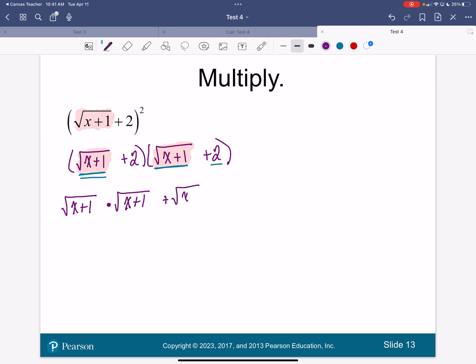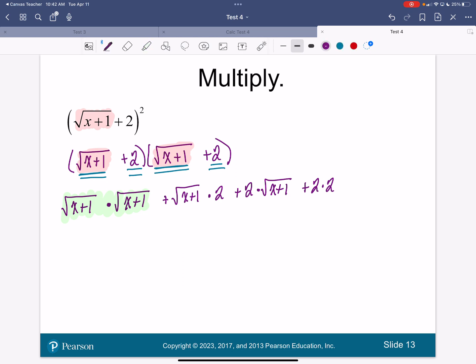Okay, so I've got the square root of x plus 1 times 2. My inner is 2 times the square root of x plus 1. Okay. And then my last is 2 times 2. Now, we are going to focus on this right here for just a minute.